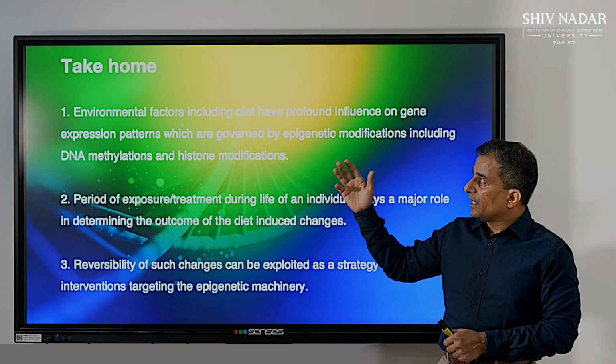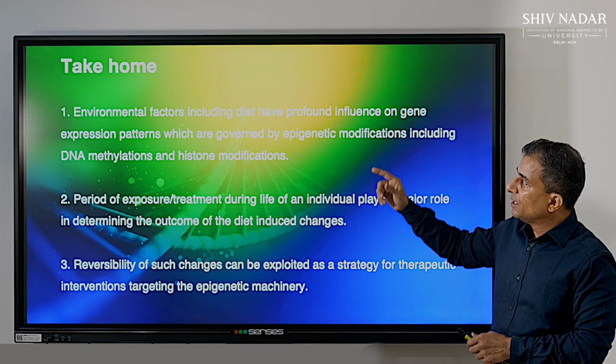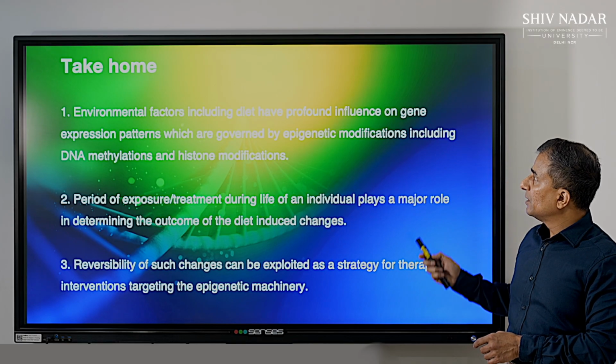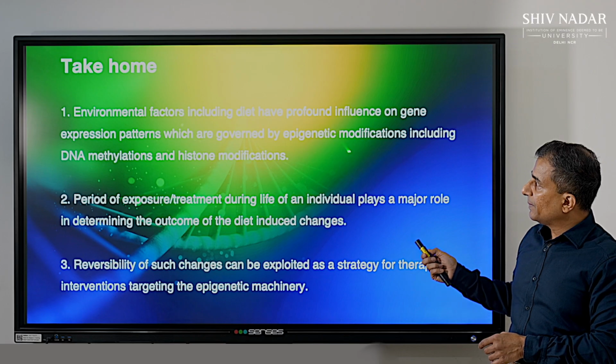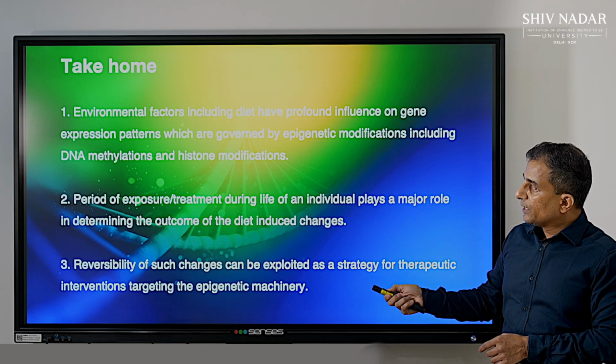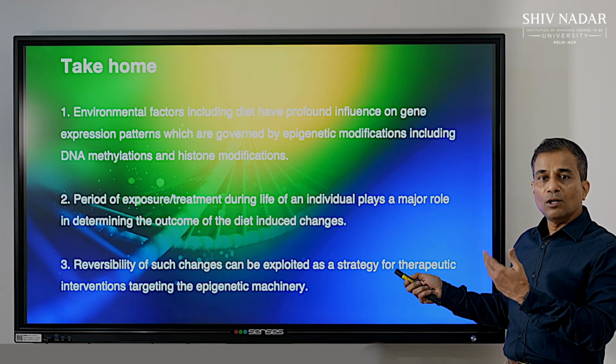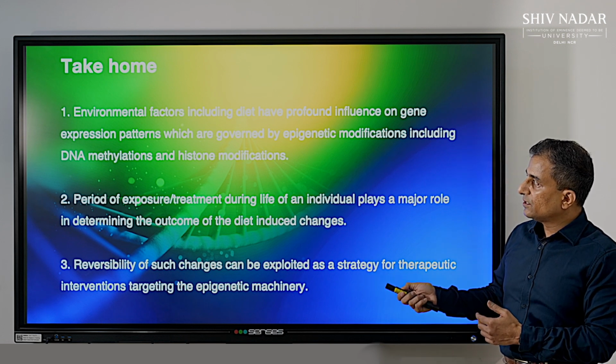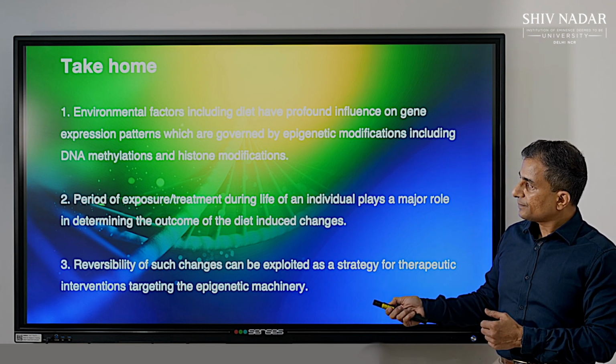So to summarize, I will give you 3 take-homes for today's talk. One is that environmental factors, including diet, have a profound influence on gene expression patterns, which are governed by epigenetic modifications, including DNA methylation and histone modifications. Of course, RNA is part of it. I did not talk much about that today, but indeed these 3 molecules are extremely important.